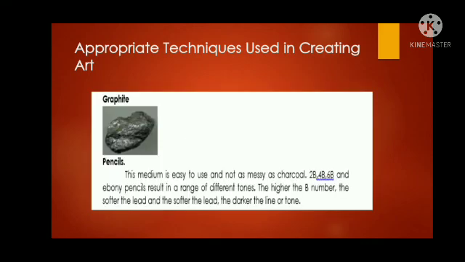Next, we have the graphite. Graphite is related to the medium used in pencil. So this medium is easy to use and not as messy as charcoal. 2B, 4B, 6B, and ebony pencils result in a range of different tones. The higher the B number, the softer the lead, and the softer the lead, the darker the line or tone.